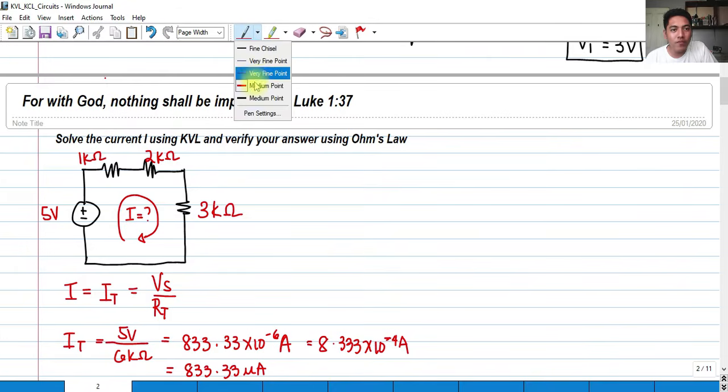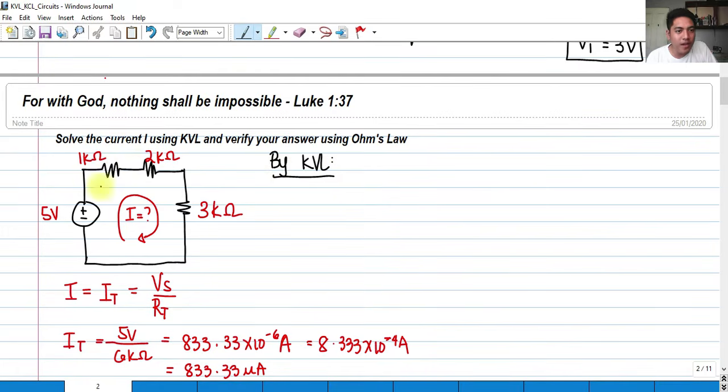So how about if we use KVL? By KVL, since this is a series circuit and forms a closed path, we can use KVL. Again, the direction of current is still clockwise. Okay, and then we'll start with the voltage source.